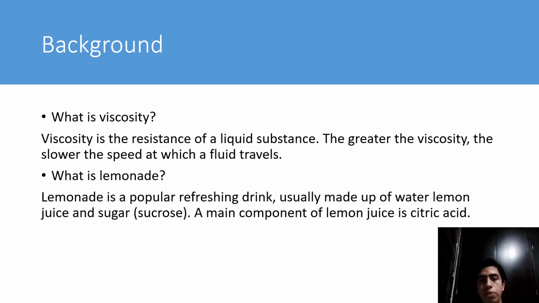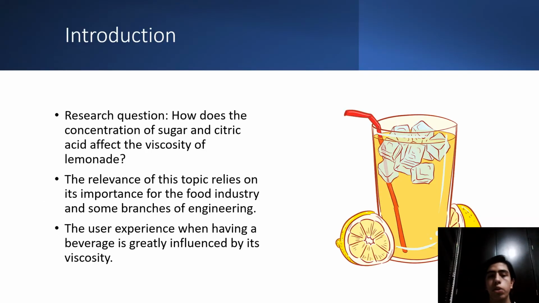And now, what is lemonade? Lemonade is a popular refreshing drink, usually made up of water, lemon juice, and sugar, or the chemical name sucrose. The main component of lemon juice is citric acid. Now let's go into the research.